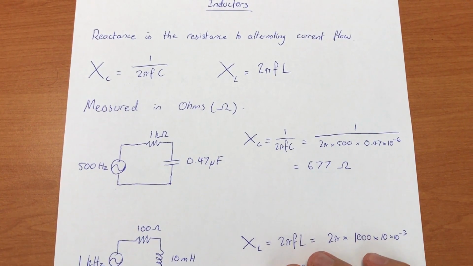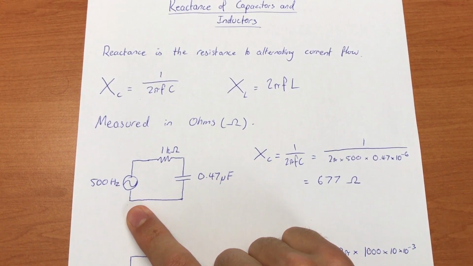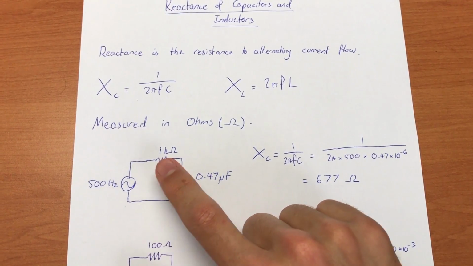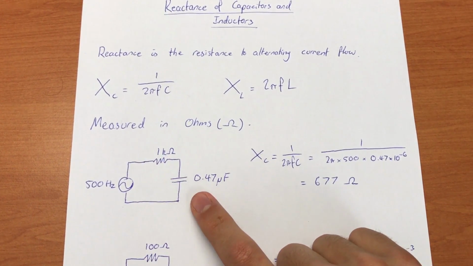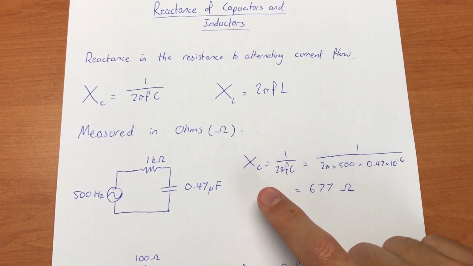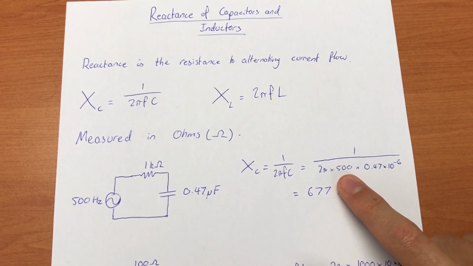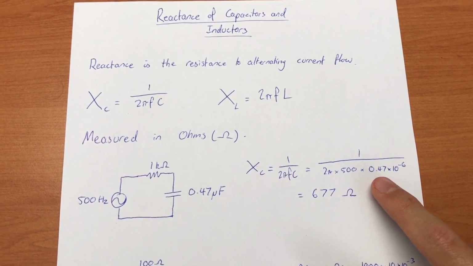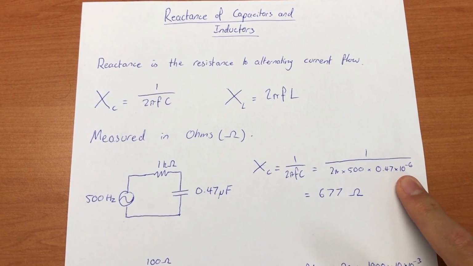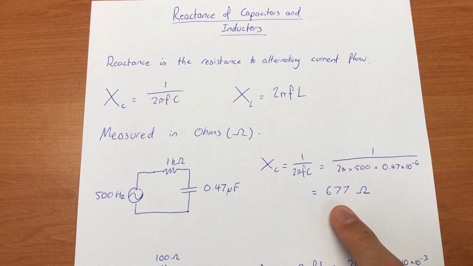If we move on to some example questions here, we have a circuit with, say, a function generator outputting AC at 500 Hz with a 1 kilo ohm resistor and a 0.47 microfarad capacitor. Putting this into our equation for XC, 1 over 2 pi FC, frequency is 500 Hz times the capacitance, which is 0.47 microfarads, and that's why we have the times 10 to the negative 6 here. This gives us 677 ohms.